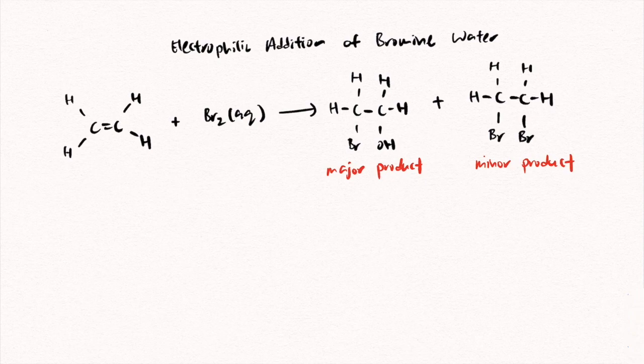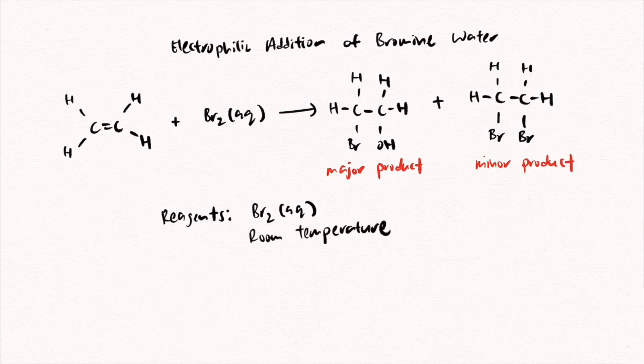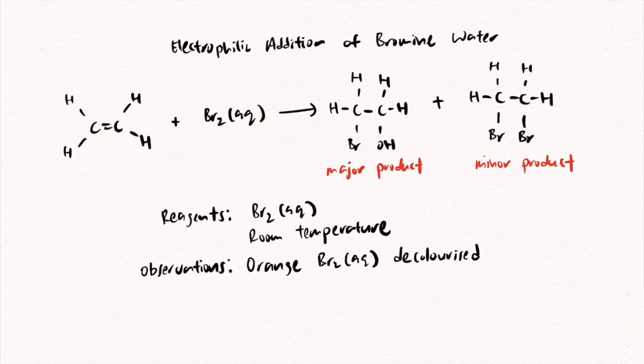Note that this equation is not balanced. The reagents required would just be bromine water, and this reaction is carried out at room temperature. For the observations, orange bromine water would be decolorized. However, this time, can you see that we once again have two products, a major and minor product, even though we used an asymmetrical alkene? Why is that so?